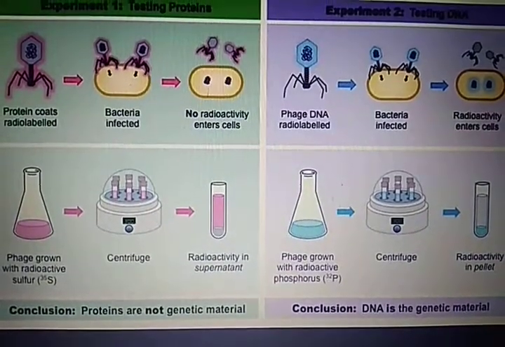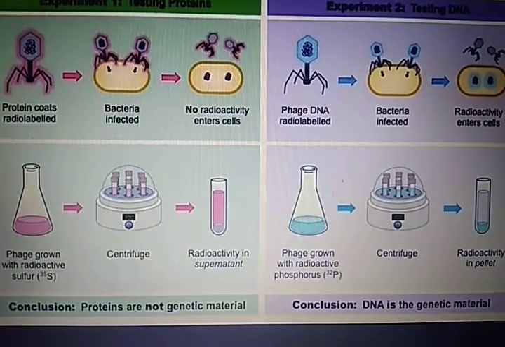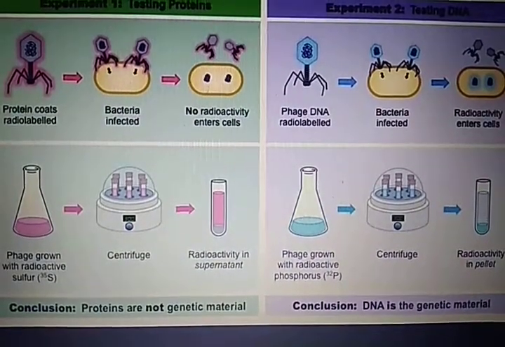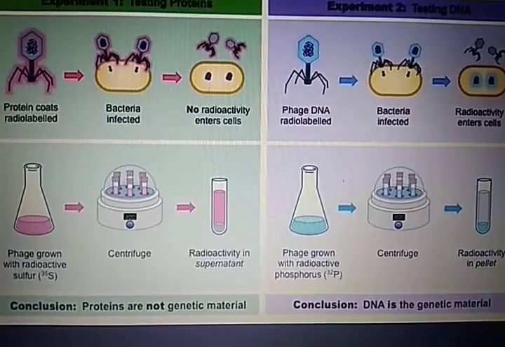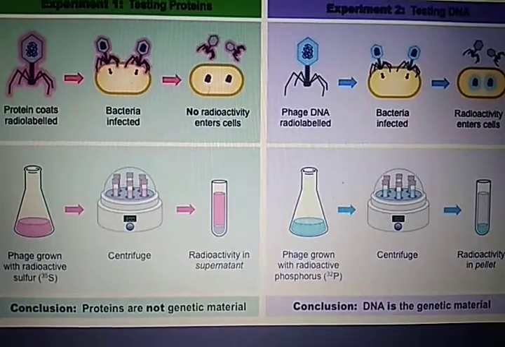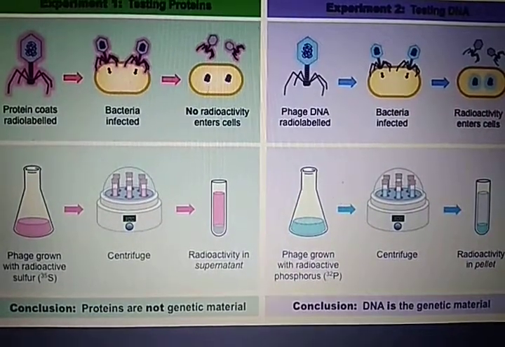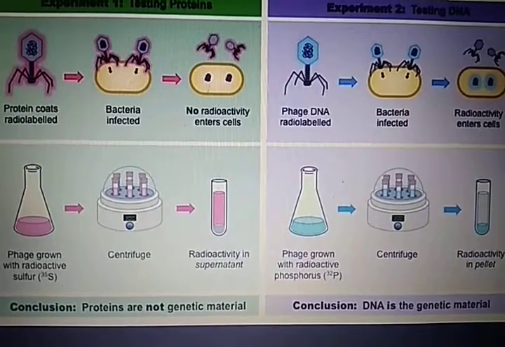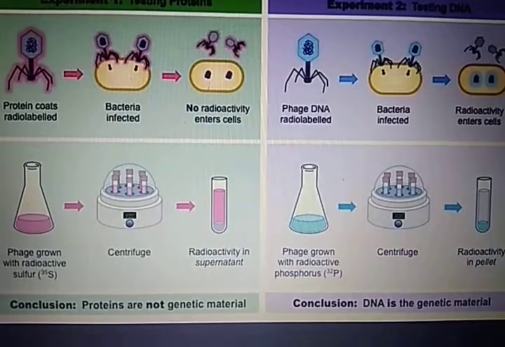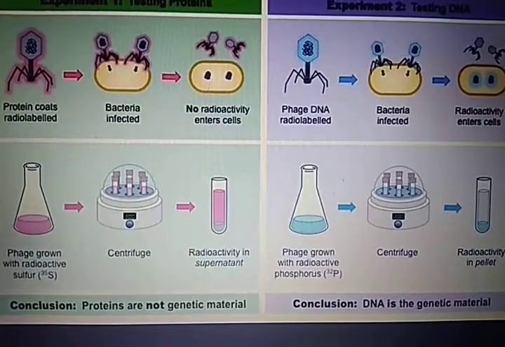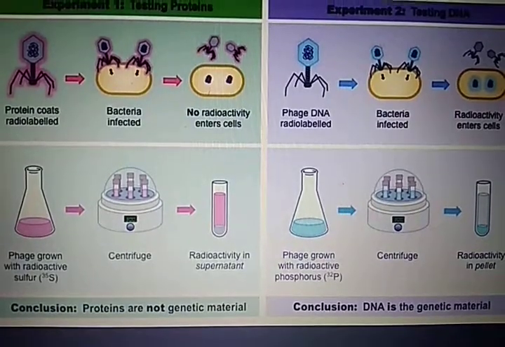Look at the experiment. The left portion shows the experiment to determine protein as a genetic material, while the right part is the experiment showing DNA as the genetic material. From this experiment, we conclude that protein is not the genetic material. How do we conclude that? Let us look at the experiment step by step.